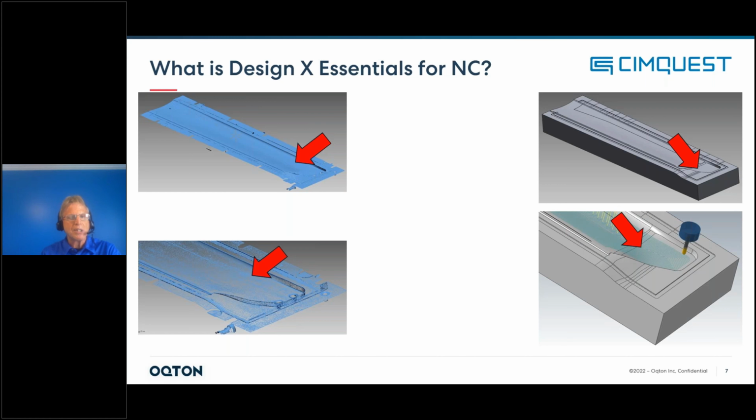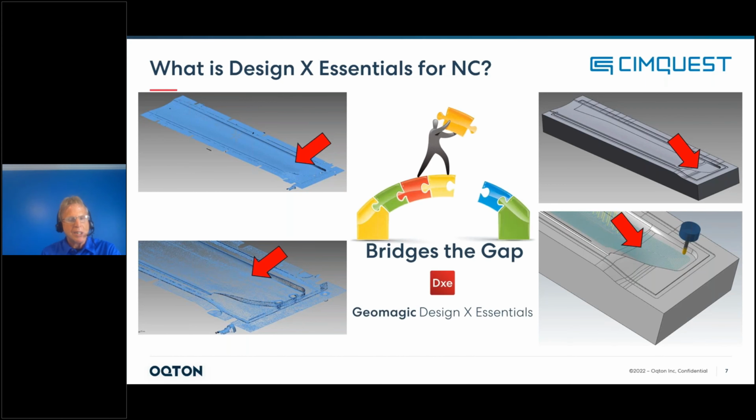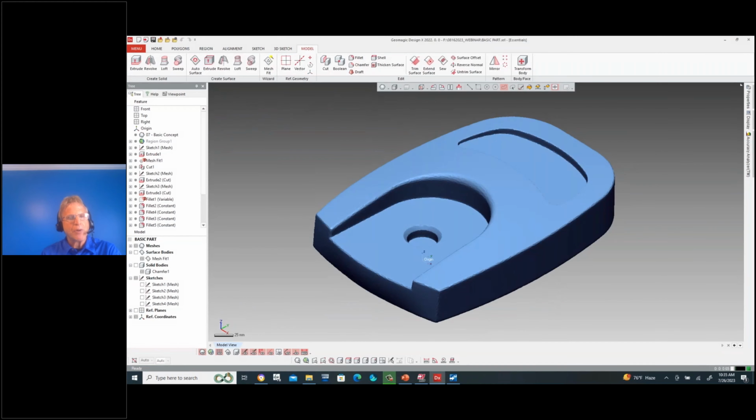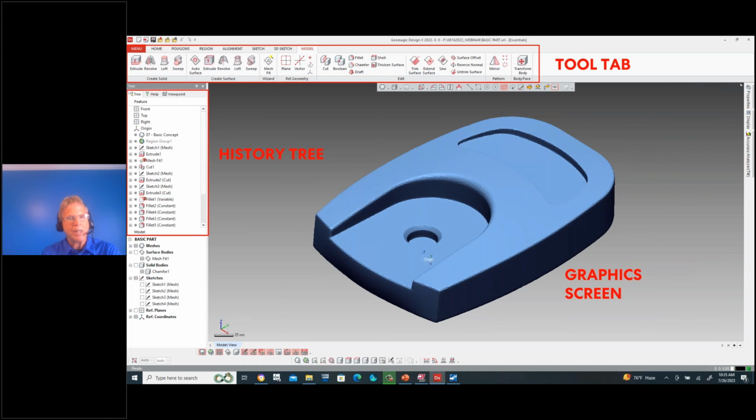So what Design X Essentials for NC really is, it's a bridge to go from either scan or point cloud data into fully usable, somewhat editable solid models, depending on the CAD and CAM technology where we end up. So continuing forward, let's go through a little bit of an overview of the user interface of Design X Essentials. It looks very much like a CAD system where we have a graphic screen, we have a tool tab, and then we have a history tree on the left side.